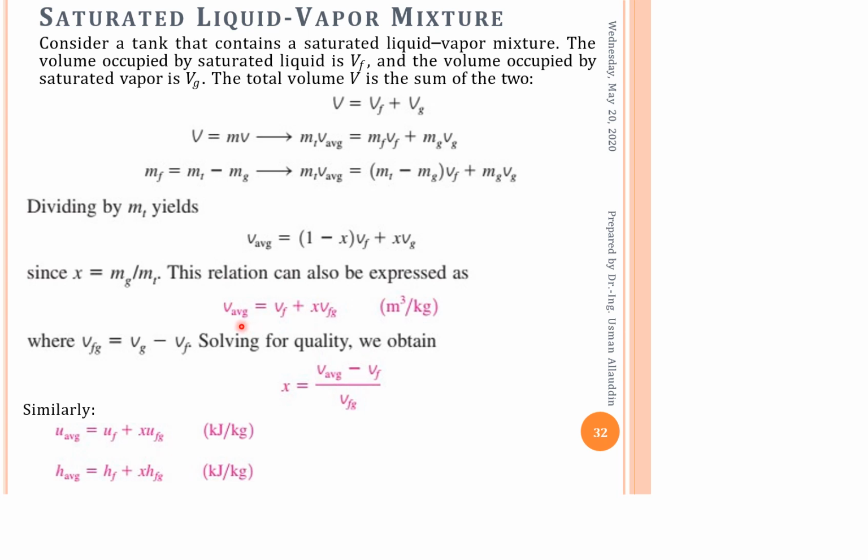This value will be given to us in the question, or if it is not given, and if we know the remaining factors, then we can find v average, which is volume per kilogram. If we want to find the value of quality, then we will rearrange our equation, and this will be our final equation, and v average will be given to us. vf can be found from the question or from the table, and vfg can be obtained by subtracting vf from vg, so vfg is equal to vg minus vf.